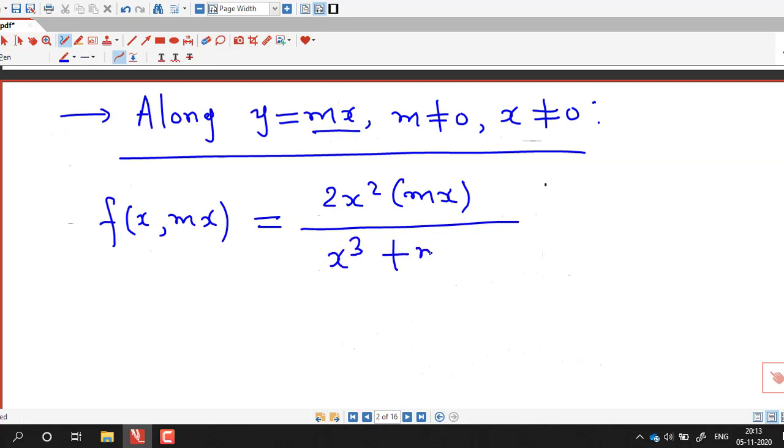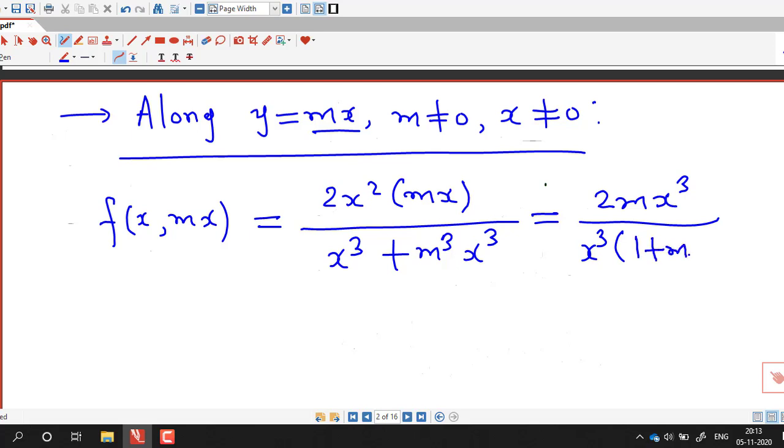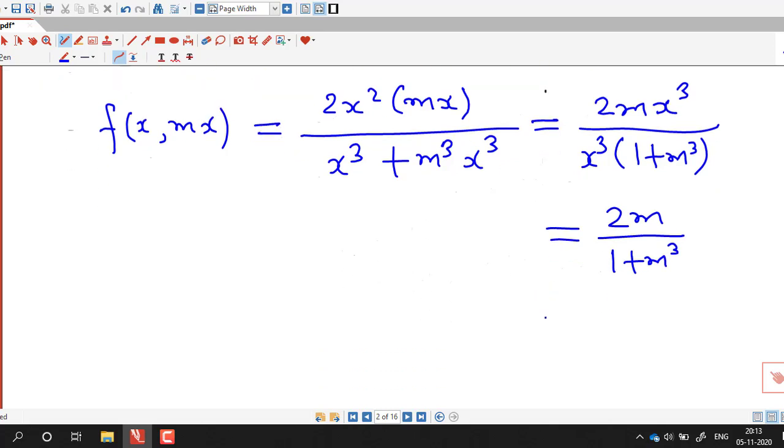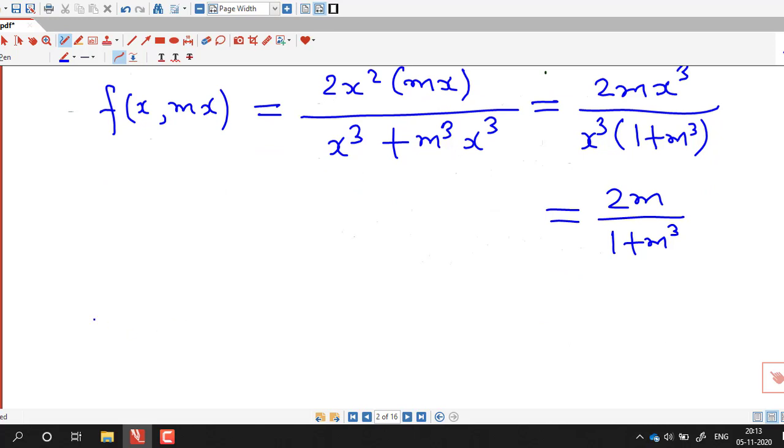So cube of m into x, that is m cube x cube. And if we rewrite this, we have 2mx cube, and here we can take x cube common, so we have 1 plus m cube. Now x is non-zero, so we can cancel out x, and we have 2m over 1 plus m cube. So our function becomes 2m upon 1 plus m cube along all the lines passing through origin.